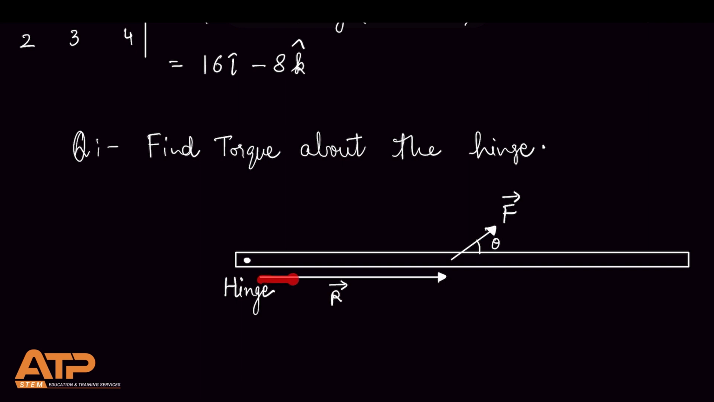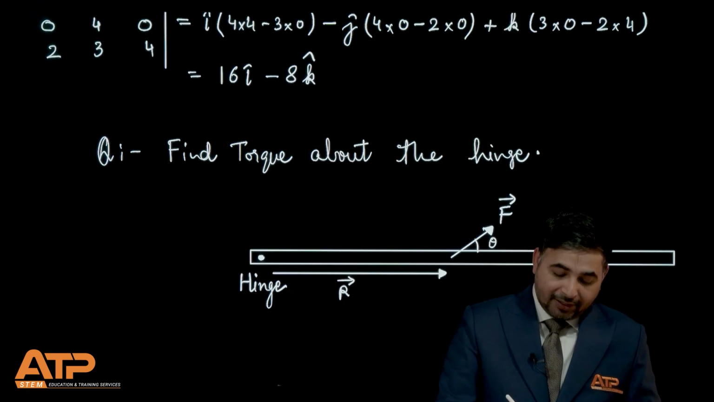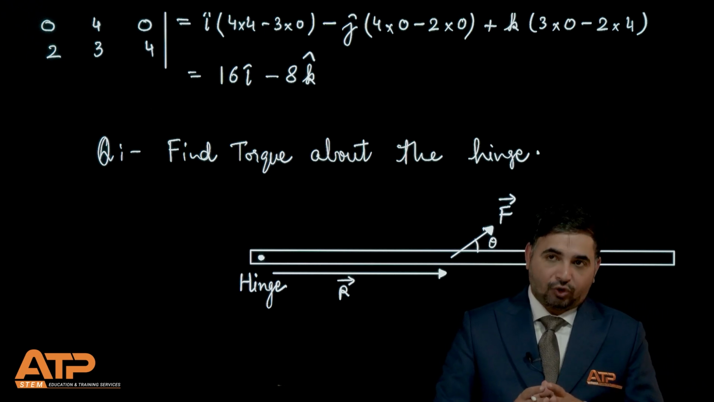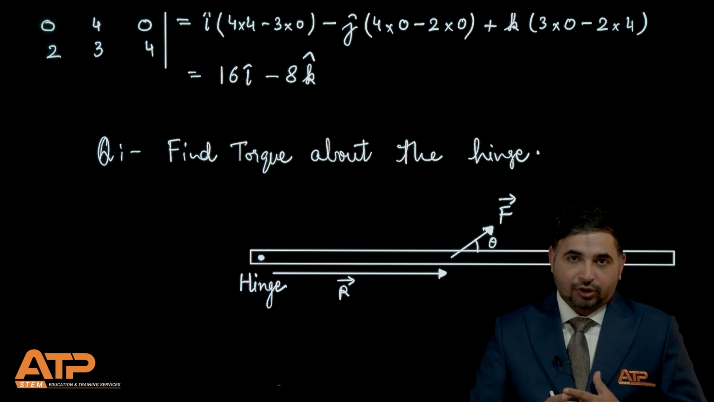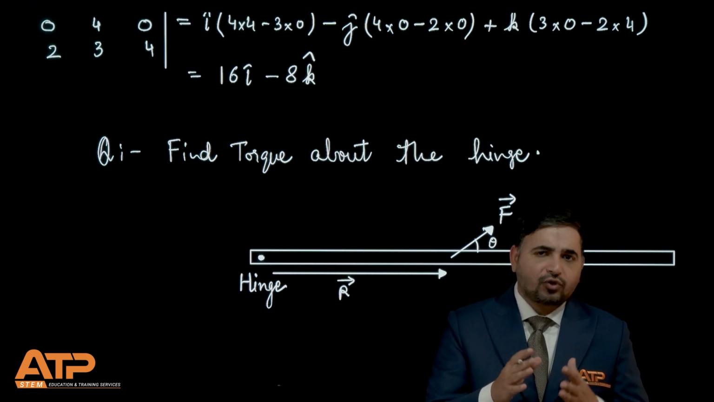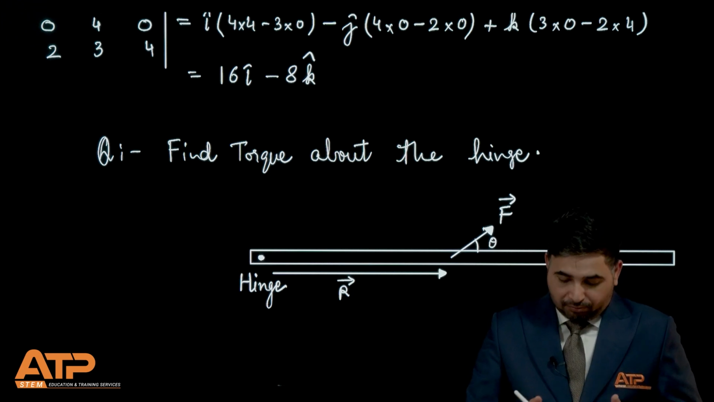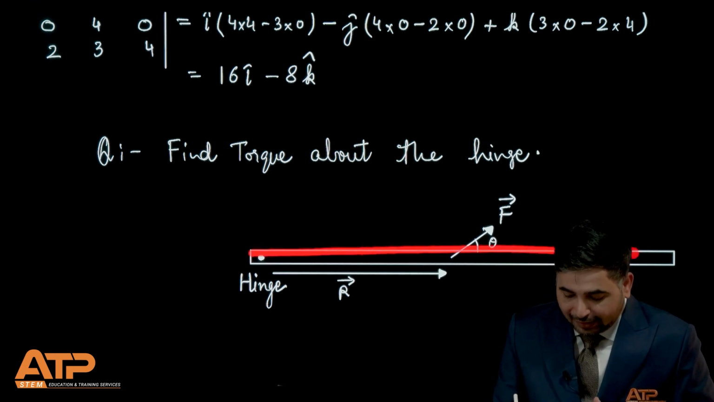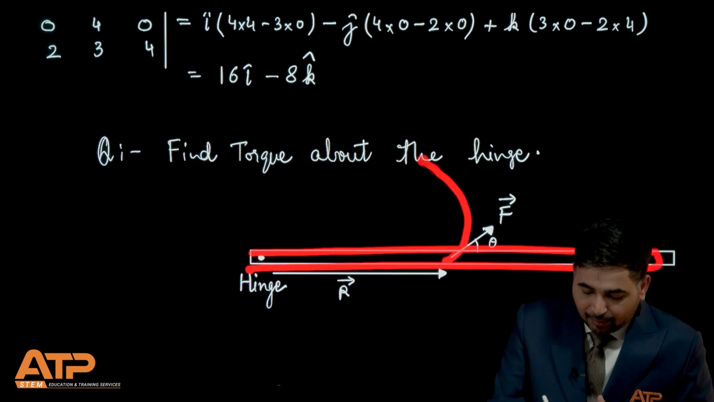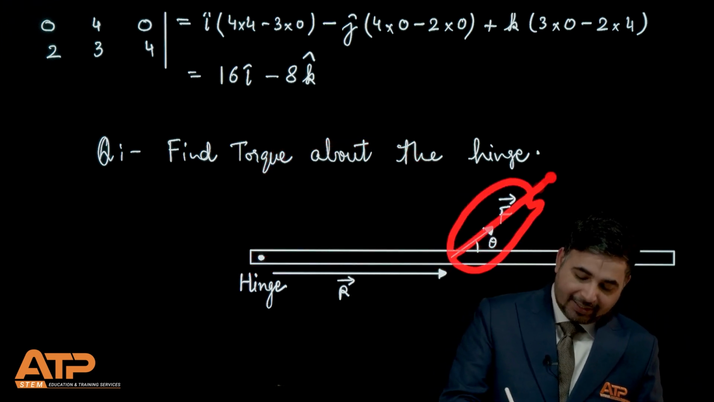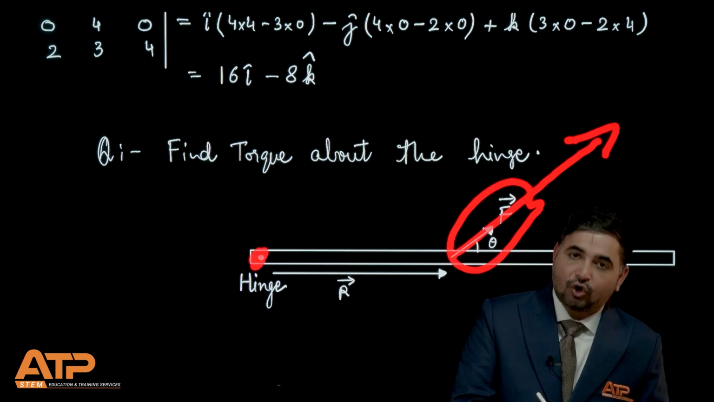So here the position vector R is this. We want to find the torque about the hinge. We just need to find the magnitude of torque. If we need to find the direction, we can also write clockwise or anti-clockwise in certain situations. Just looking at the diagram, you can tell that the force is going to provide anti-clockwise torque because it's acting this way and this is your hinge.